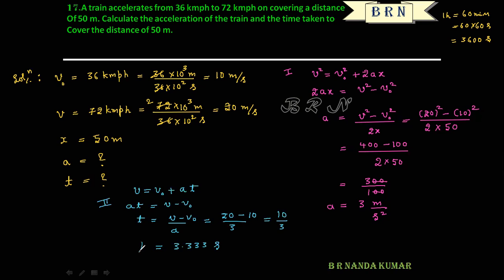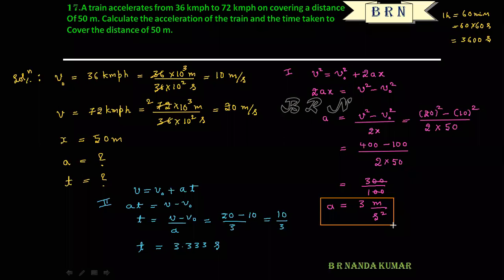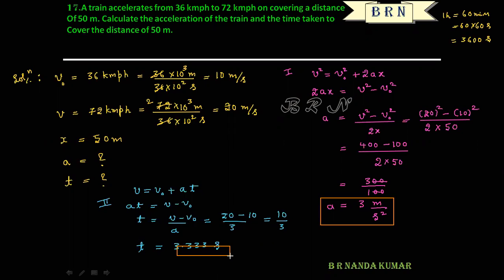Second. So the acceleration of the train is 3 meters per second square, and the time taken to cover the distance of 50 meters is 3.333 seconds.